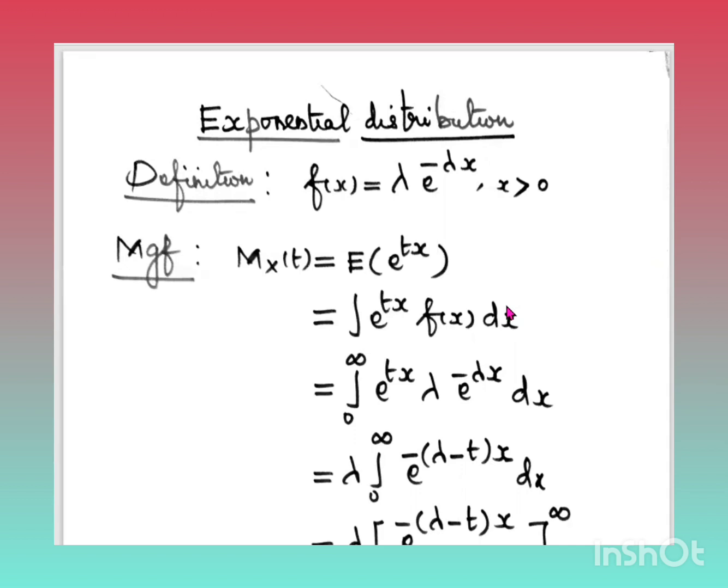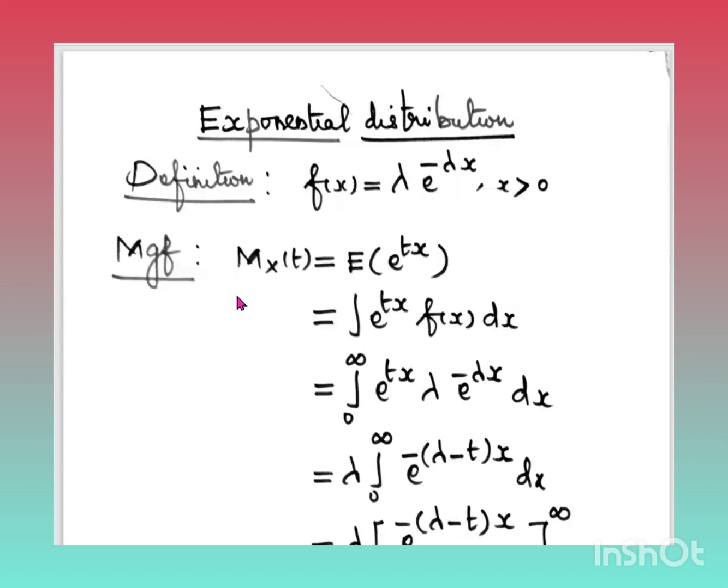E power minus x is a decreasing function. E power plus x is the increasing function. For example, the necessity of milk in the morning is 1000 liters per day. In the festival season, it will be increased because many people will come. So this is the example of e power plus x.